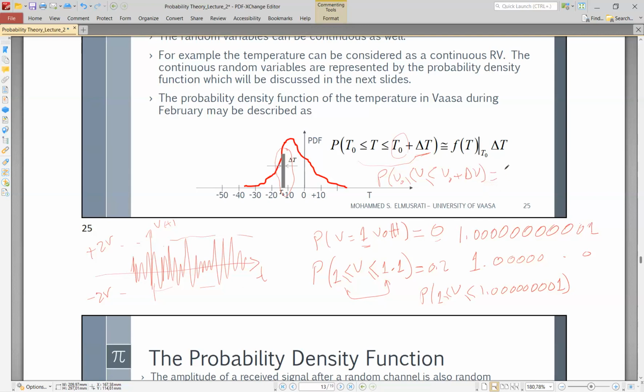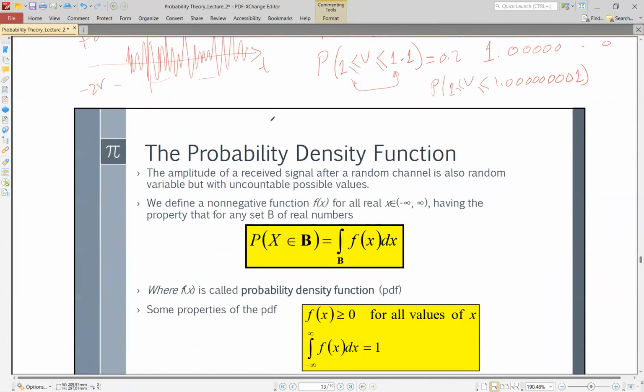So this will be the small probability of the event of V at V0 times delta V. In this case, it represents the area under this strip. So it is the area under this strip of the probability, under the curve. Based on this analysis, we can define what is known as a probability density function. A probability density function is the main tool to deal with continuous probability events or random variables. So the way to find the probability of a certain continuous event is by using the probability density function.